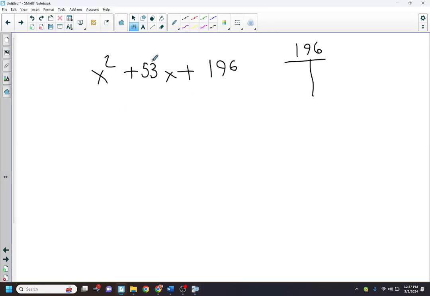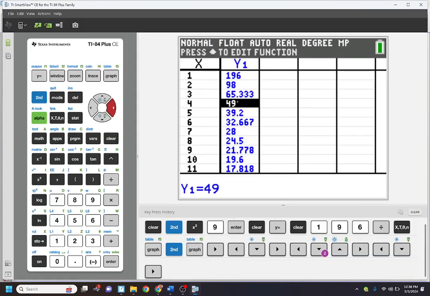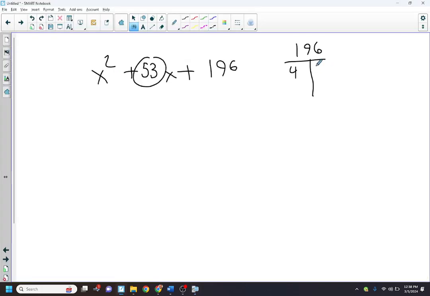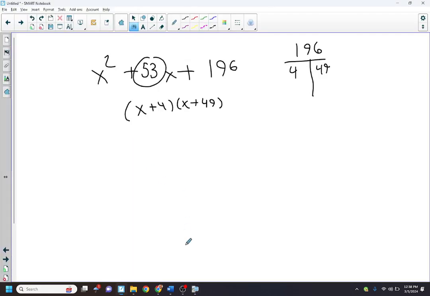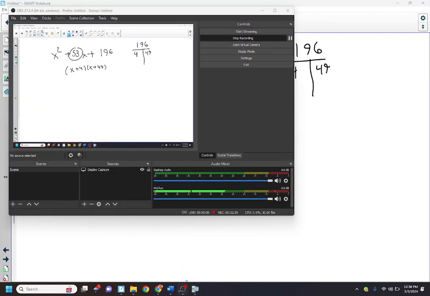In this scenario, since I'm trying to add to 53, I can see from my calculator 4 and 49 is 53. So my answer is going to be x plus 4, x plus 49. So if you're ever in trouble and you're forgetting the factors, especially on this test that has 25 questions, you can use the calculator. Now I think I taught you everything I want you to know. Good luck on the test.